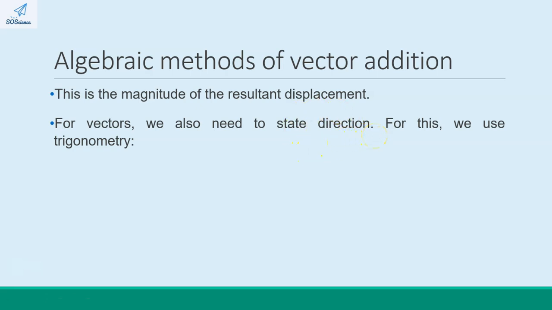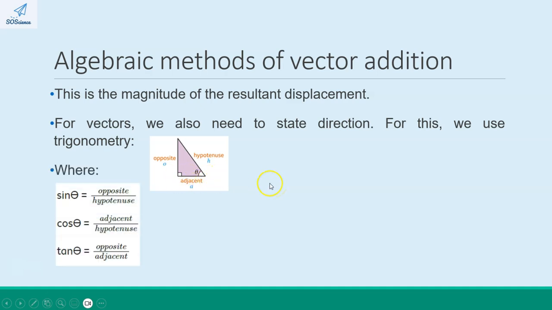And in order to calculate direction mathematically, we're going to use some trigonometry. So if this is a right angle triangle, this long line over here is called the hypotenuse. The line opposite the angle is called the opposite, and the line that is adjacent is called the adjacent.